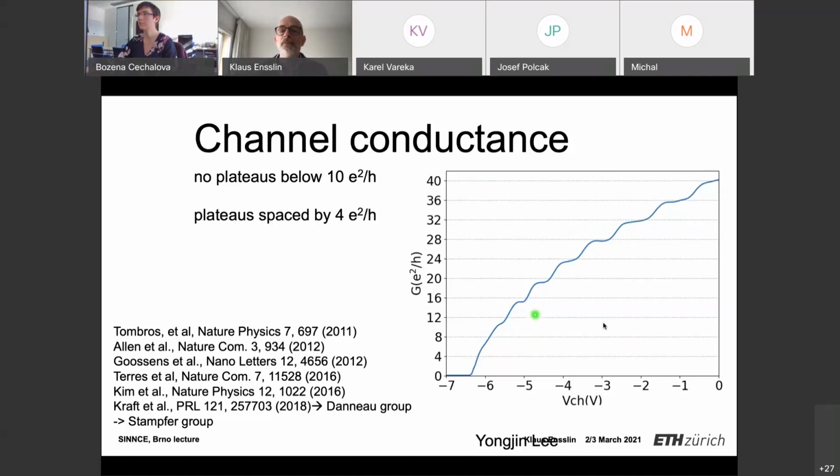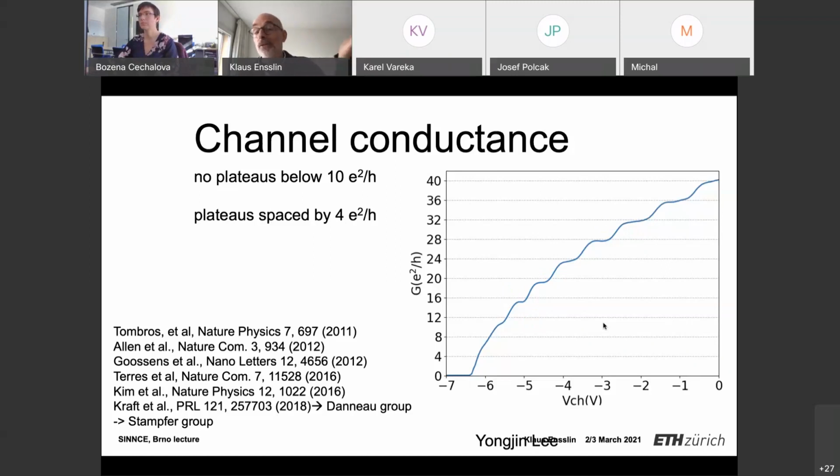Now here you see they are positioned in units of 4e²/h, and that directly reflects the fact that in graphene you have another factor of 2 degeneracy. You have 2 for spin and 2 for valley. There are 2 equivalent valleys in K space.